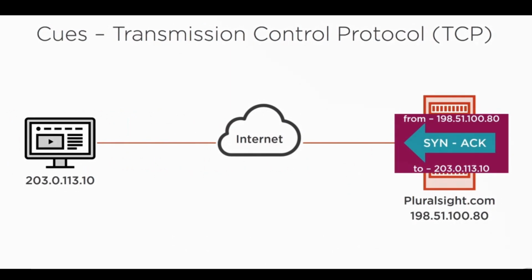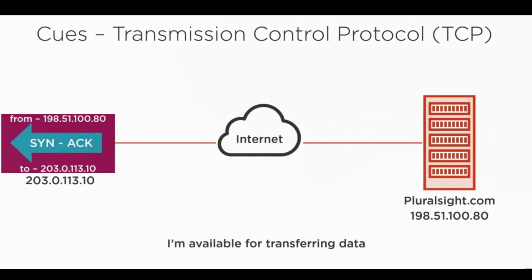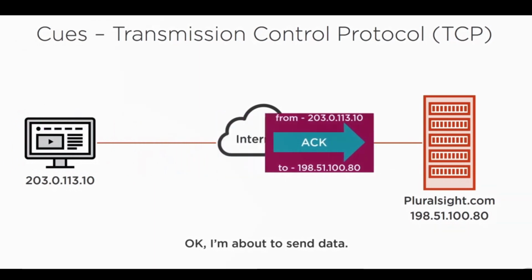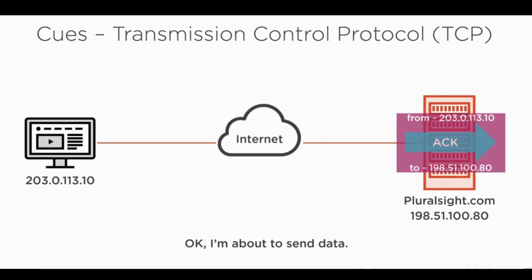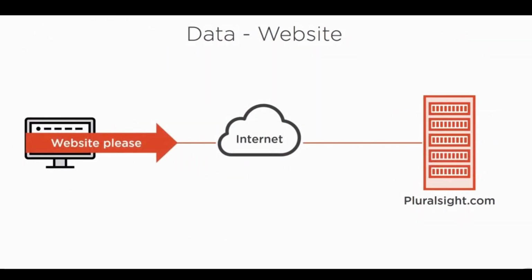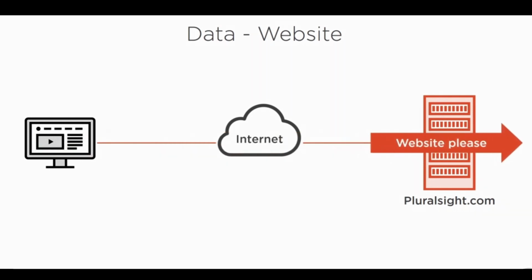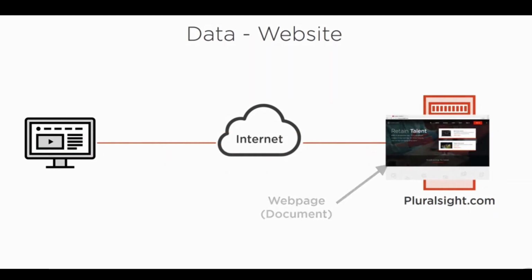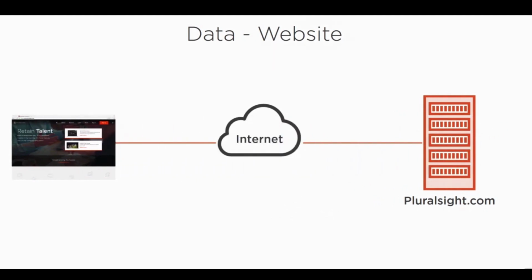Now I have a mechanism here of sending the SYN message. And Pluralsight.com can then use that global address that it received from my workstation to respond back to my workstation. And then we send our ACK telling Pluralsight, "Yep, we're ready to send data." Then we're going to send the data saying, "Website, please." And Pluralsight.com will respond with the document that is the web page on our workstation.